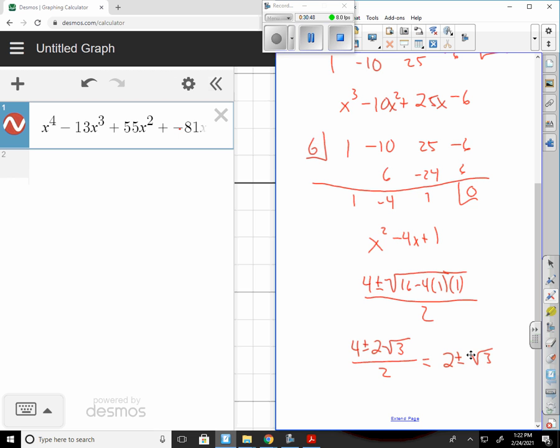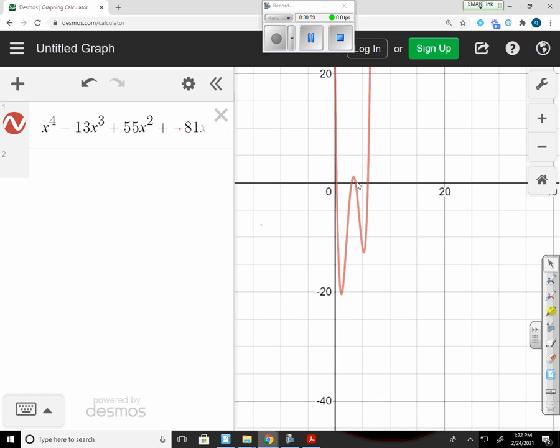If I do 2 plus the square root of 3, I get 3.732. And then if I do 2 minus the square root of 3, it gives me 0.268.